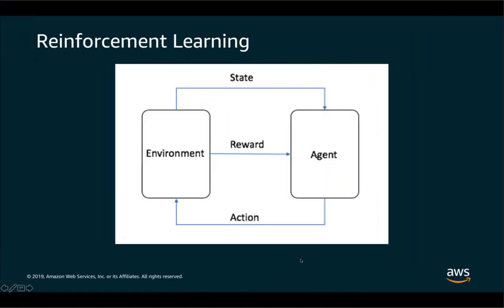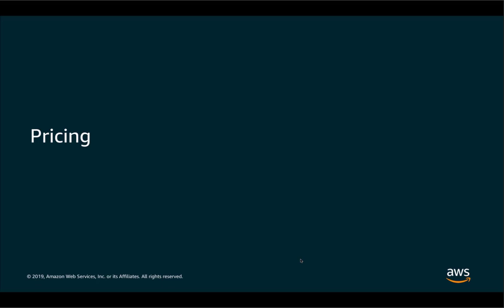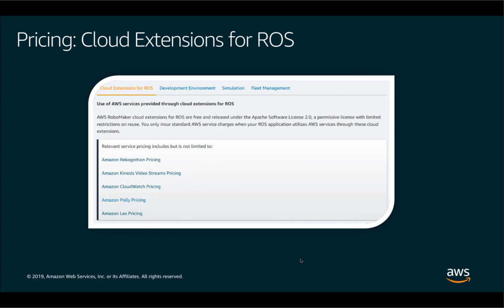Going back to the slides. So just a few things. As far as pricing goes, the service itself is for the most part free. Now, what that means is that the resources that you are using are what you're going to pay for. So, for example, the Cloud9 development environment, you're actually paying for the EC2 instance that's running behind the scenes. Same thing with cloud extensions. The extensions themselves are actually free, but if you're using the Rekognition service or Kinesis service or CloudWatch and those types of things, you actually pay for the services themselves.